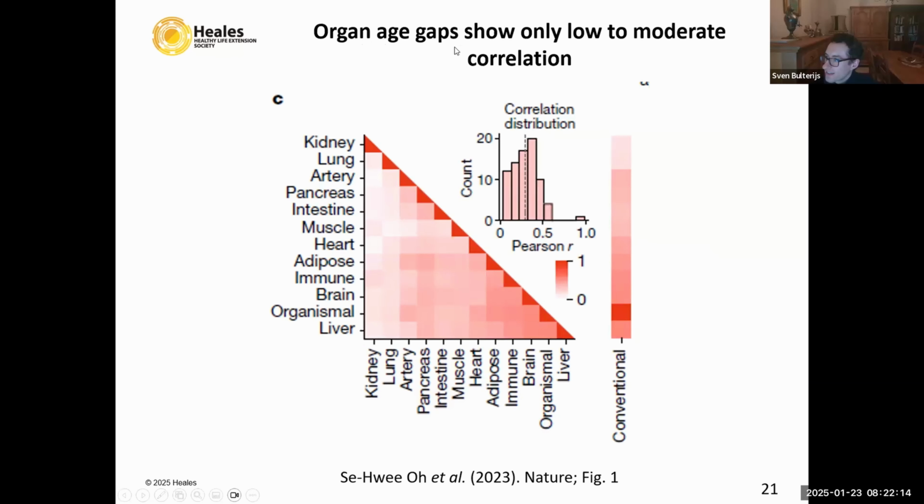It's also interesting that there is little correlation between different organ ages. So that means you can have very aged lungs, but that doesn't mean you have aged arteries or aged intestines and so on. There is little correlation between that.